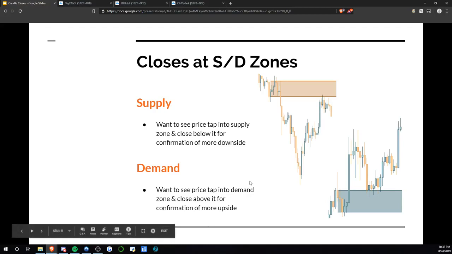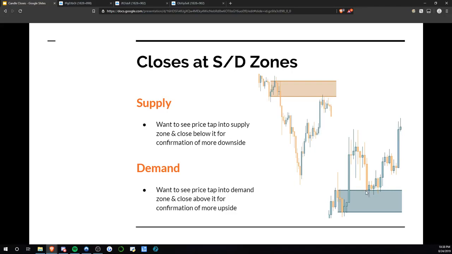And it's the opposite for demand. You want to see price tap into the demand zone and close above it for confirmation of more upside. So you can see we have this demand zone here. Price pushes up, a strong move away, comes back down, and look how clean this is. You get 1, 2, 3, 4, 5 tests of this zone, and they all close cleanly above the top level of this zone. So that's confirmation that price is going to go higher.